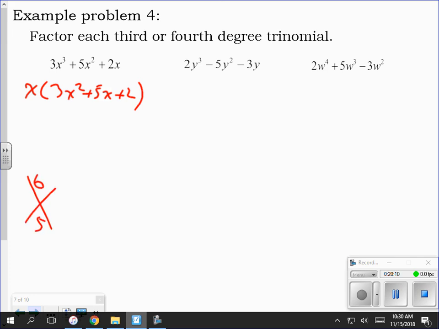6, 5, that's 2 and 3. Divide both those by 3. I get 2/3 and 1. So I have my x that I pulled out. Don't lose the x that you pulled out. And then I have 2/3, that's 3x plus 2. And then I have 1, x plus 1.